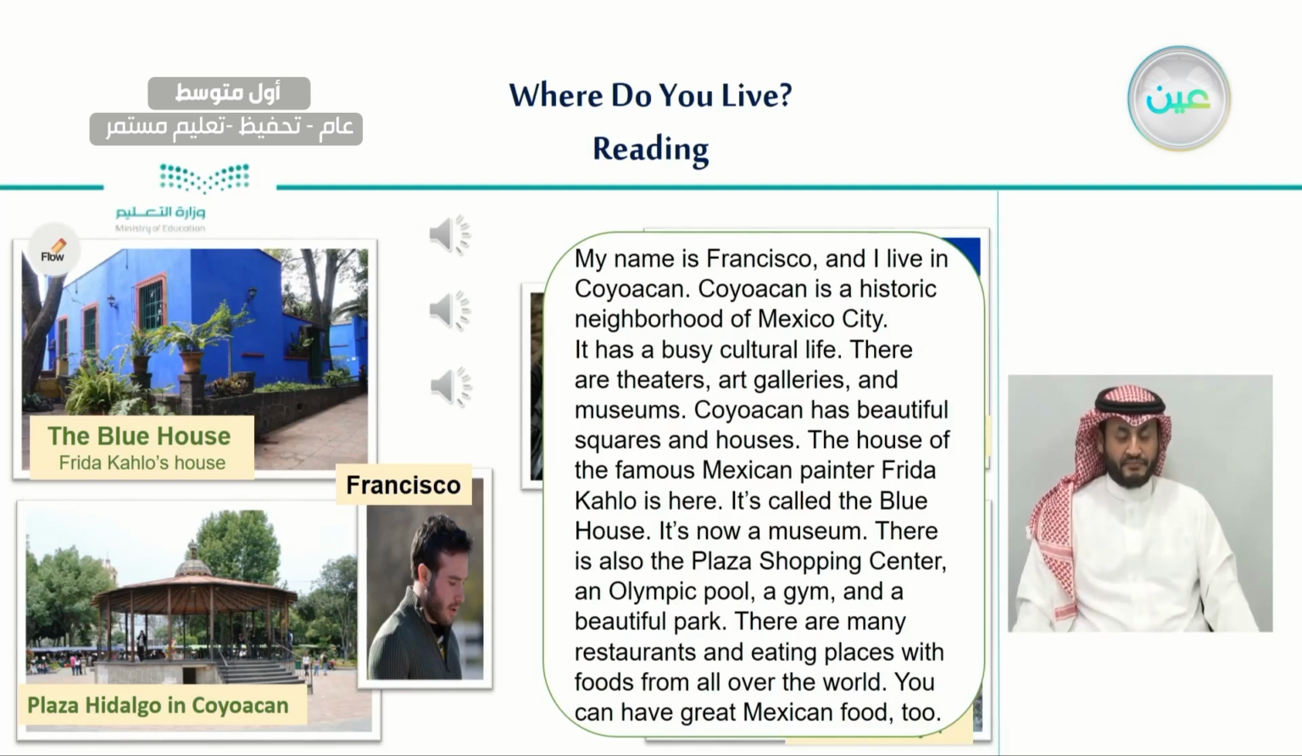So let's begin. My name is Francisco, and I live in Coyoacán. Coyoacán is a historic neighborhood of Mexico City. It has a busy cultural life. There are theaters, art galleries, and museums. Coyoacán has beautiful squares and houses. The house of the famous Mexican painter Frida Kahlo is here. It's called the Blue House.